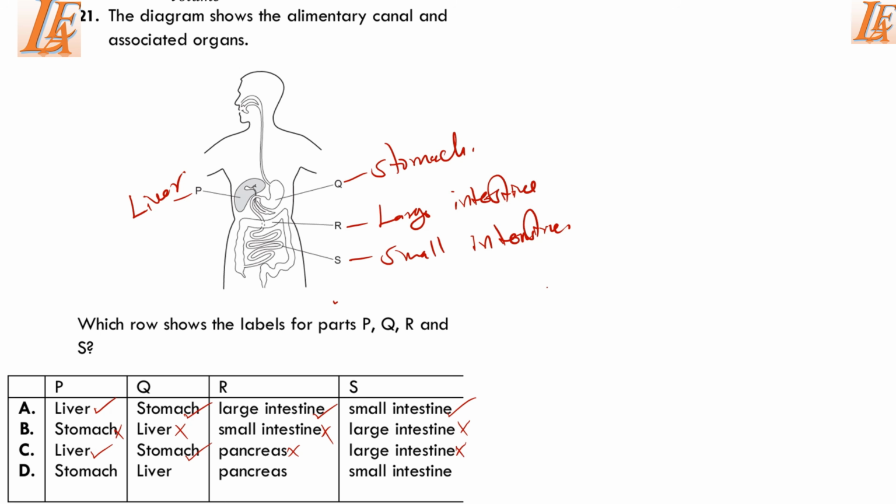Then D, P is a stomach, wrong. Q is a liver, wrong. R is a pancreas, wrong. And then S is small intestine, this is correct. So the one which matches the letters P, Q, R, and S is A, where we have P as a liver, Q as a stomach, R as a large intestine, and then S as a small intestine.